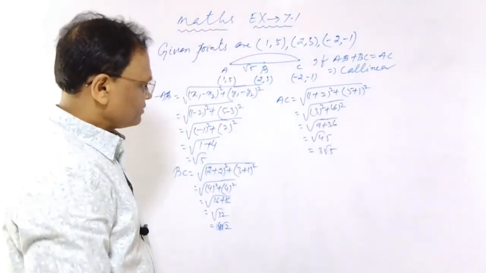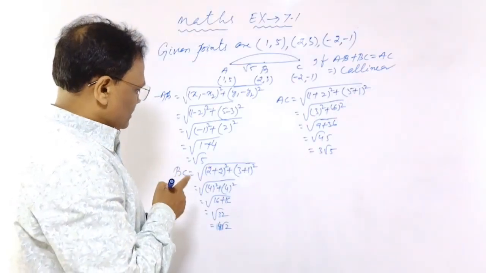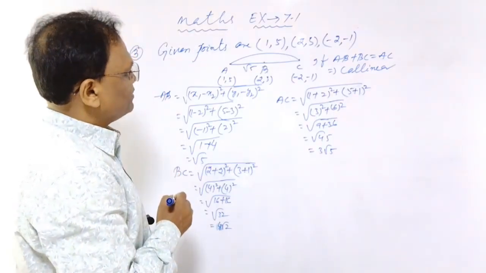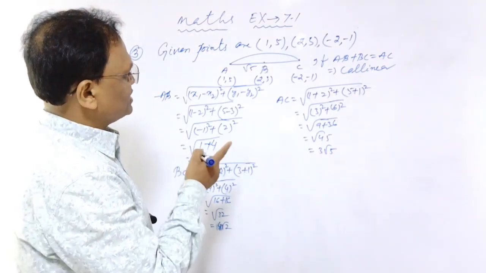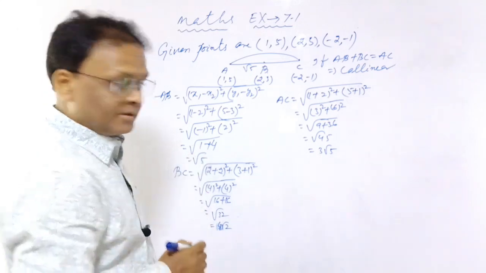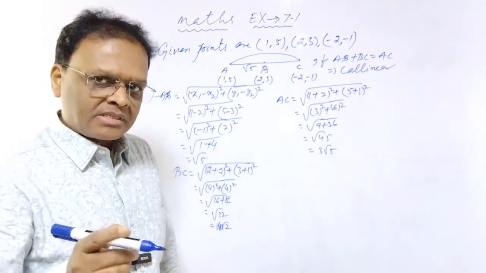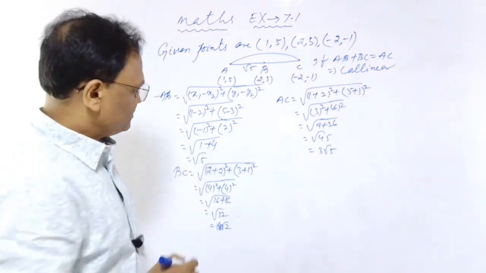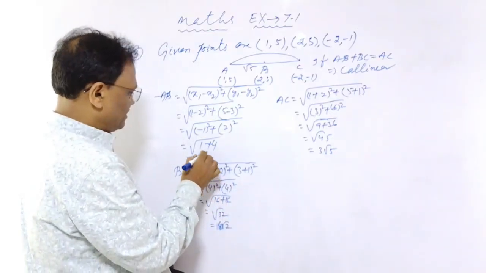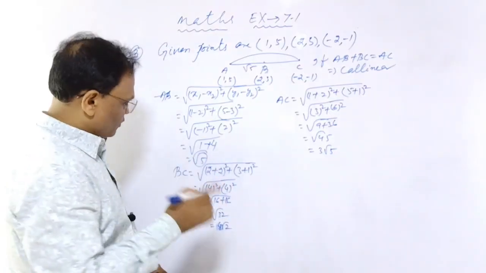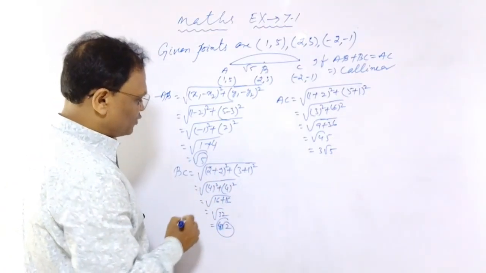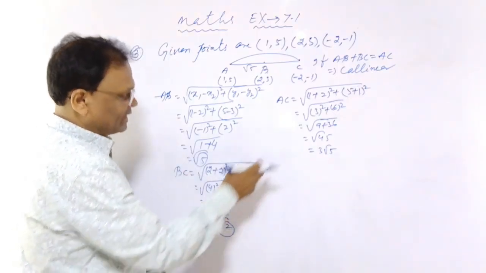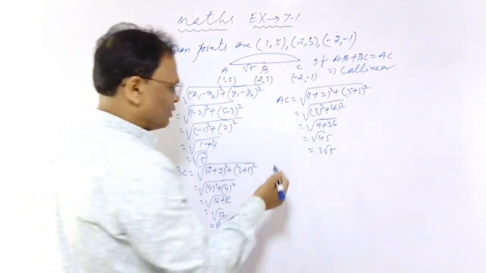Now you see what I'm getting. x1 minus x2 is 4, 3 plus 1 is 4. Okay, am I getting AB plus BC is equal to AC? I think no. See, what is my AB? AB is root 5. What is my BC? BC is 4 root 2. If I add these two, can I get this one? No, never.